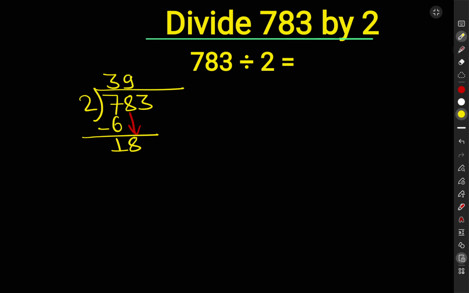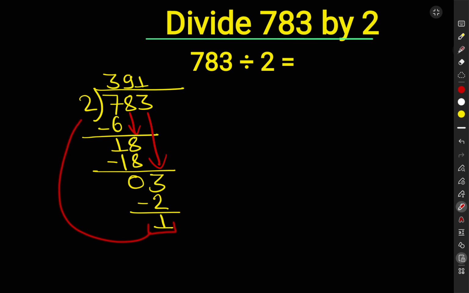2 times 9 is 18. On subtracting we get 0. So again we put down this 3 and 2 times 1 is 2. On subtracting it is 1. So now this 1 is less than 2 and there is no other number to put it down.